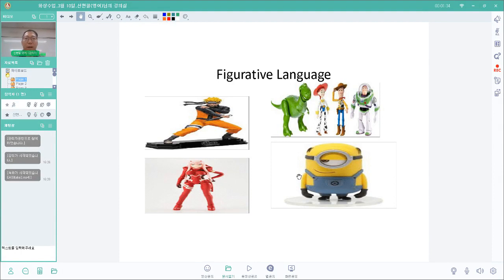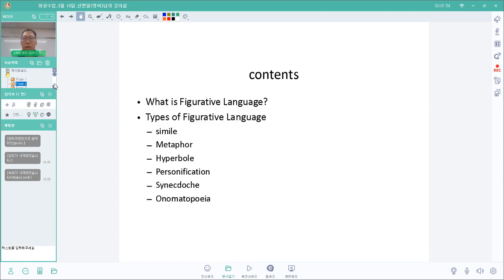Before we dive into solving the problem set in chapter 3, I want to talk about the concept of figurative language first, because the questions that you are asked in chapter 3 deal with the concept of figurative language. Then we will dive into chapter 3 questions.